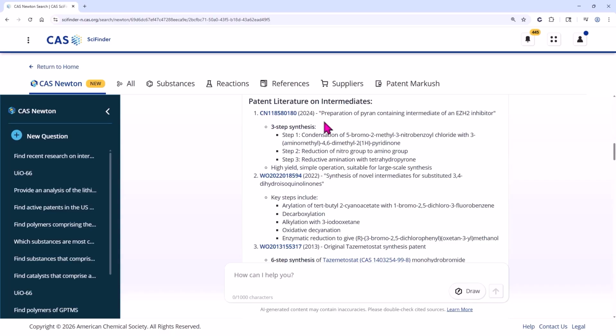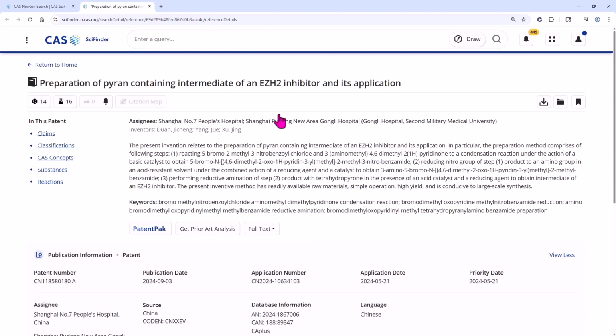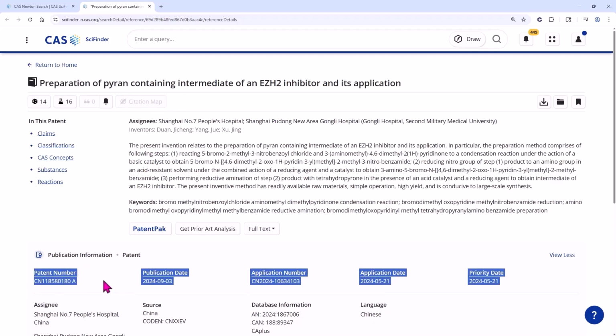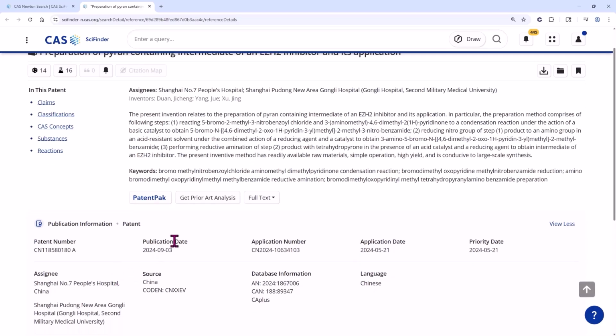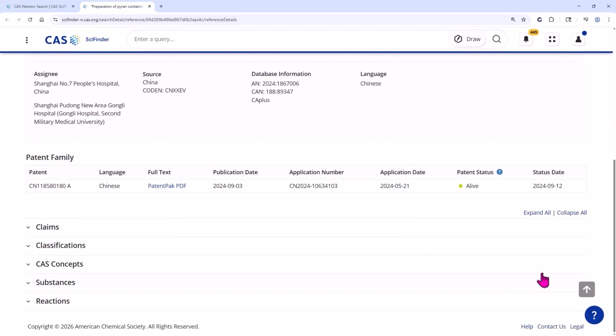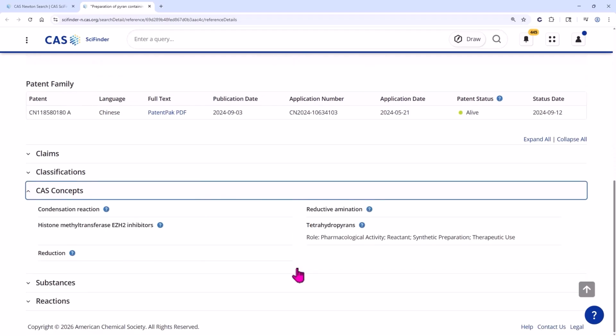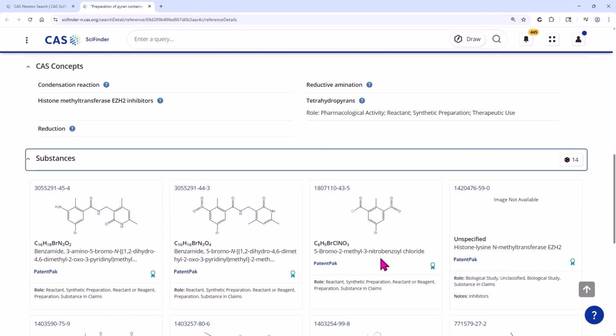So we see that Newton gave me this response talking about pyran-containing intermediate of an easy H2 inhibitor. Well, that certainly sounds very relevant to my research topic. Let's take a closer look. I click the number there. It takes me to the bibliographic record that exists in SciFinder. Beyond the title and abstract for this Chinese patent, we can explore a little bit more information. For example, this patent has our usual CAS concepts and indexed substances.